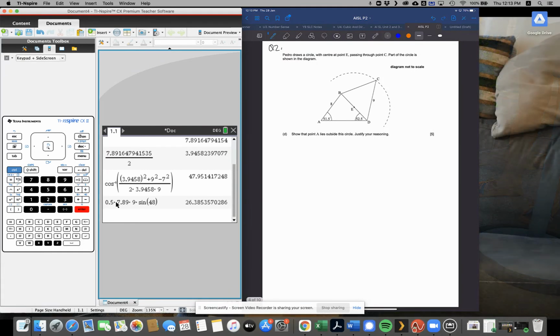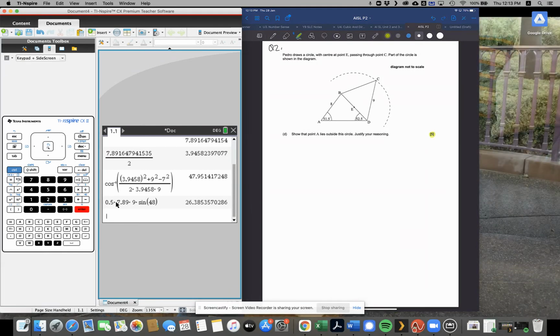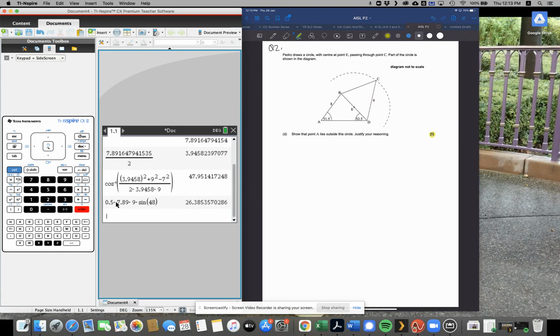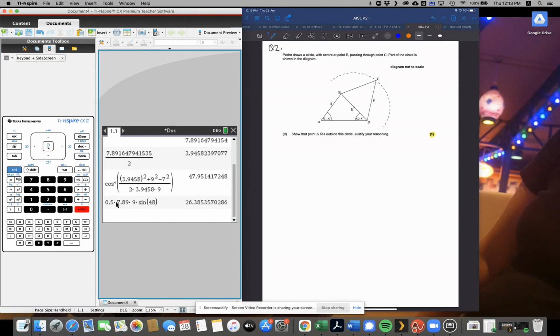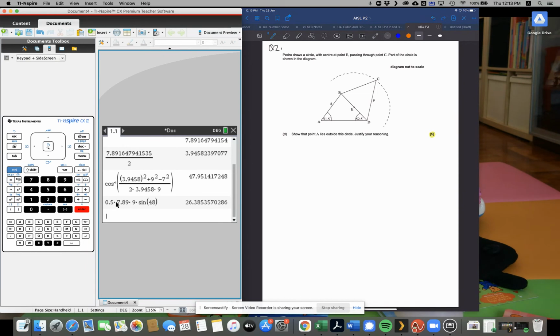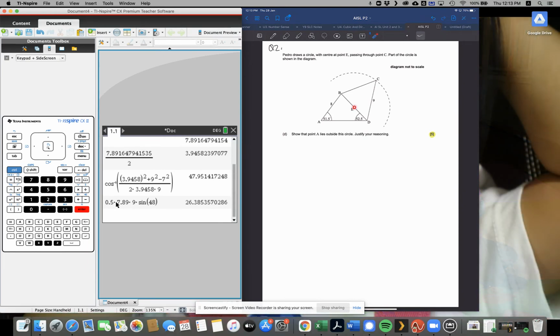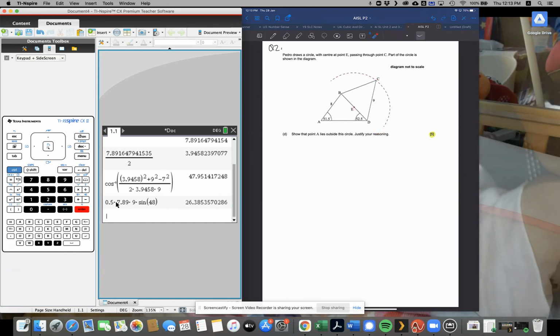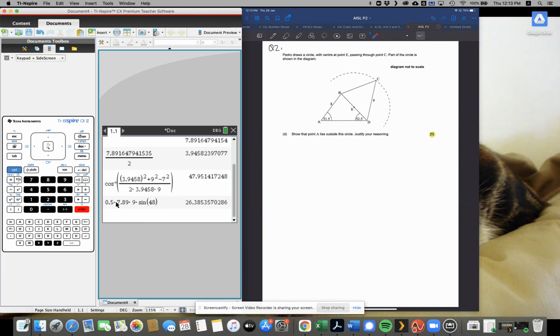Continuing on to the next part, this is quite a big question, 5 marks. So expect to write down quite a few steps in order to achieve all the marks. So Pedro draws a circle with center at point E. This is the center, drawing the circle, passing through point C. Part of the circle is shown in the diagram. Show that point A lies outside of this circle.